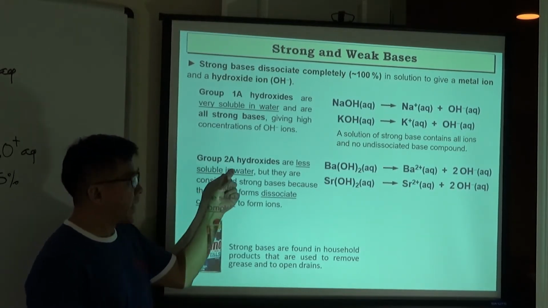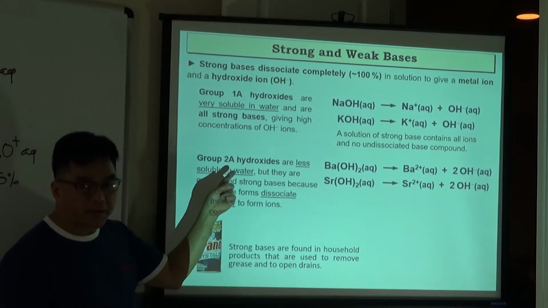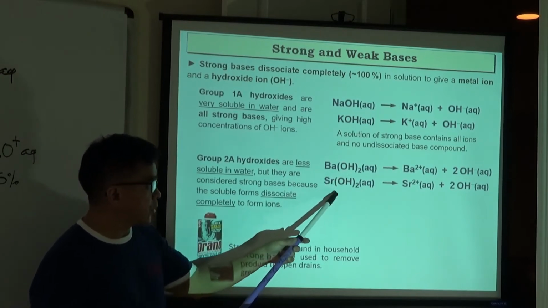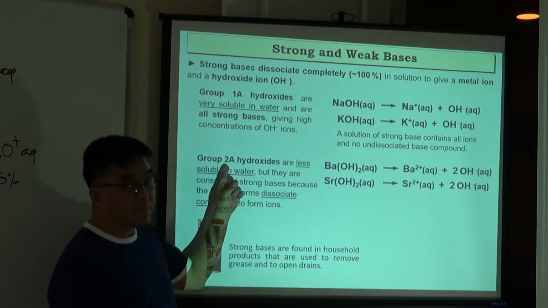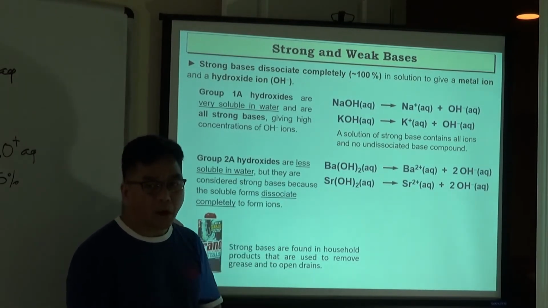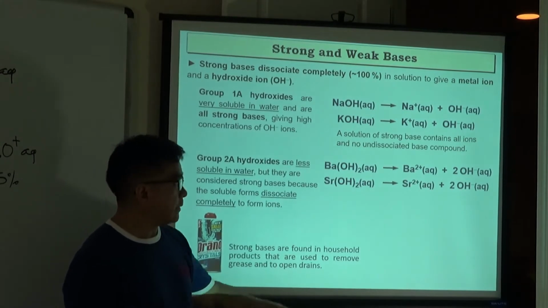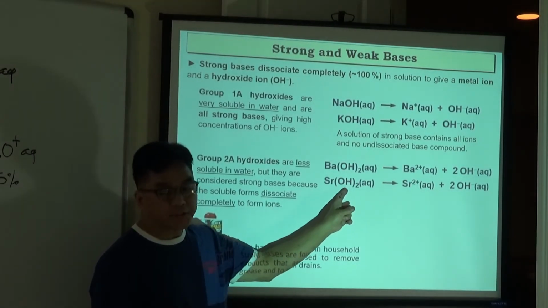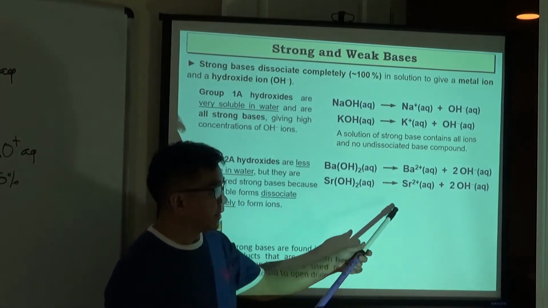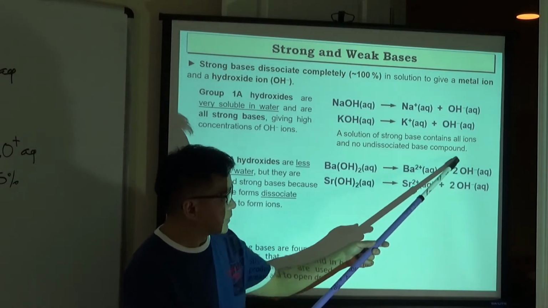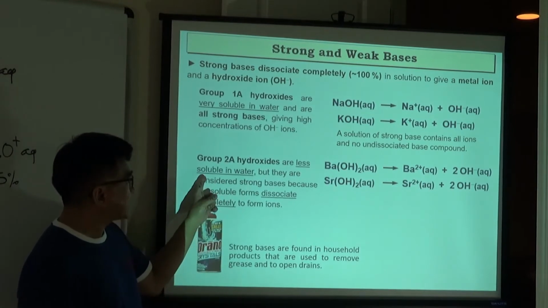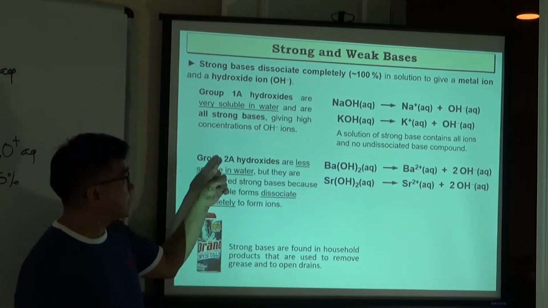Now the group 2A hydroxides are also strong; many of them are strong bases. Examples are barium hydroxide and strontium hydroxide. The group 2A metals, like barium, strontium, and calcium, all have a 2+ charge. Because of that, they couple with two hydroxides, since each hydroxide is negative. So when they dissociate completely, they produce two hydroxide ions. Now, they are not as soluble in solution as the group 1A.